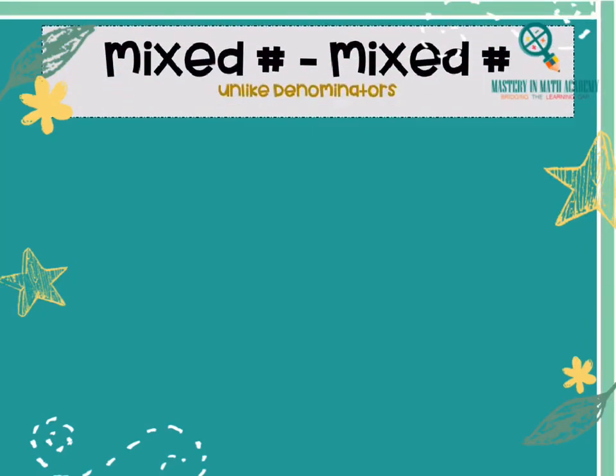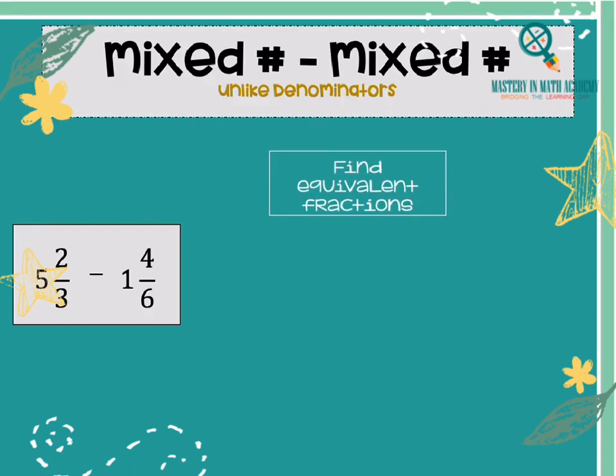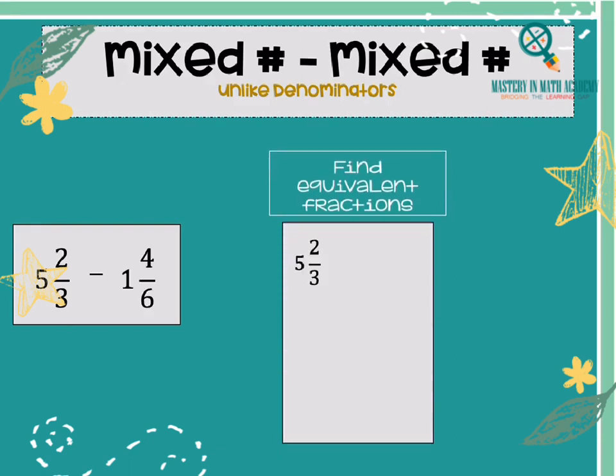Let's look at another example. We have 5 2/3 take away 1 4/6. So you're taking away 1 4/6 from 5 2/3. We already know that we have to find equivalent fractions.